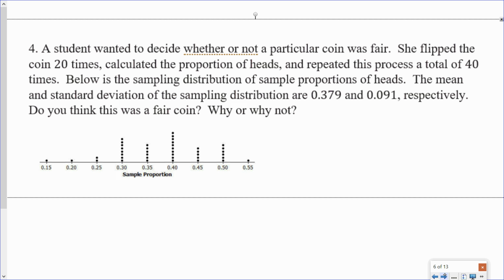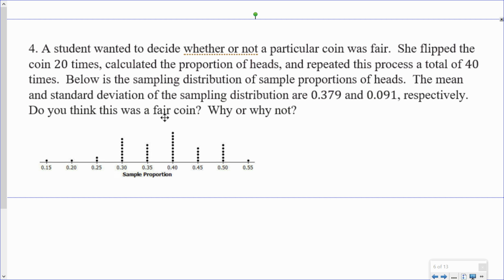All right. A student wanted to decide whether or not a particular coin was fair. She flipped the coin 20 times, calculated the proportion of heads, and repeated this process for a total of 40 times. Below is the sampling distribution of sample proportions of heads. The mean and standard deviation of the sampling distribution are 0.379 and 0.091. Was it a fair coin?